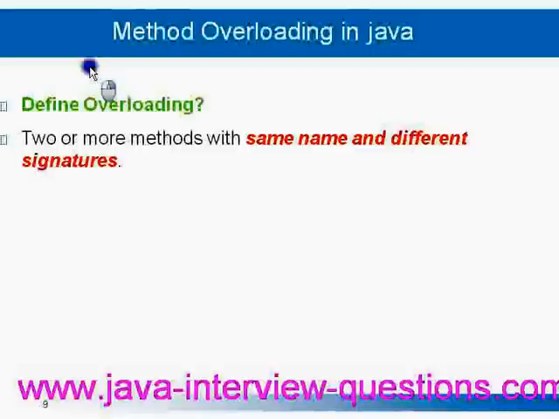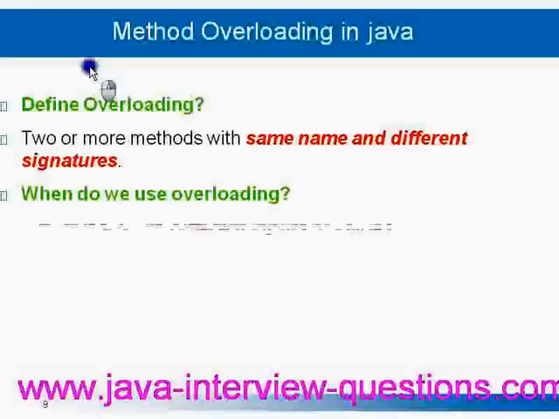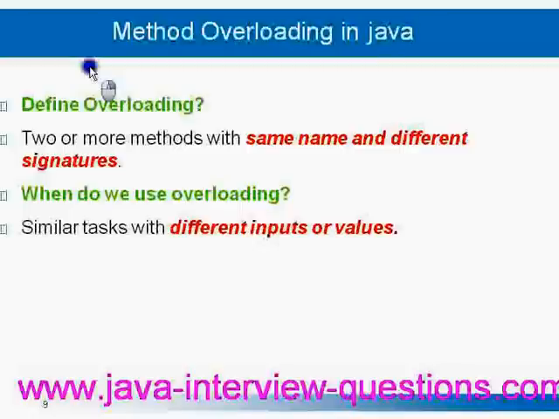How does method overloading work in Java, and when do we use overloading? First we'll discuss when we use overloading, then how it works in Java. If two or more methods perform the same or similar actions but with different inputs, then we say that is overloading. I repeat once again, when two or more methods perform same or similar actions with different inputs or values, at that moment we use overloading.